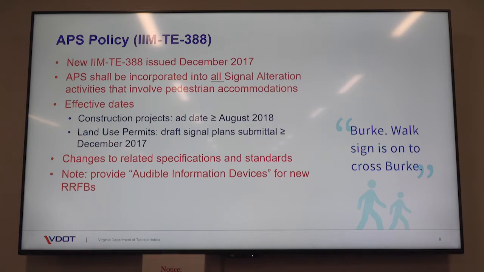So VDOT adopted a new IIM in 2017, IIM TE 388, which stated that APS should be incorporated in all signal alteration activities that involve pedestrian accommodations. I want to note here that signal alterations per the IIM include new signals as well as signal modifications, and that APS needs to be implemented wherever there are pedestrian accommodations.